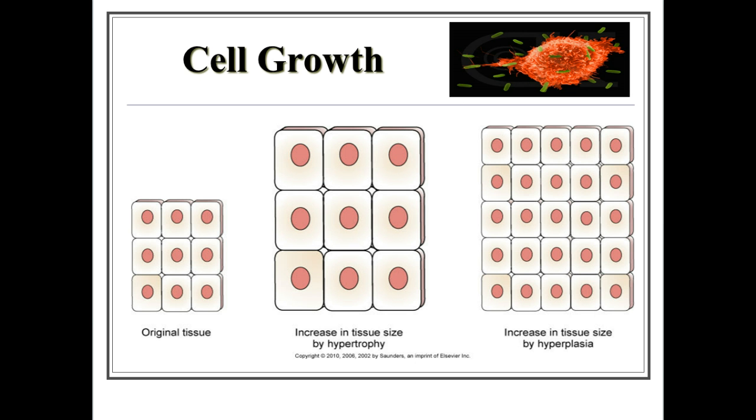Okay, first we're going to discuss cell growth. When you're talking about cell growth, we're going to discuss first what a person has, which is basically what they call their original tissue. Then they have an increase in tissue size, which is known as hypertrophy of the tissue, and then an increase in tissue size by what they call hyperplasia.